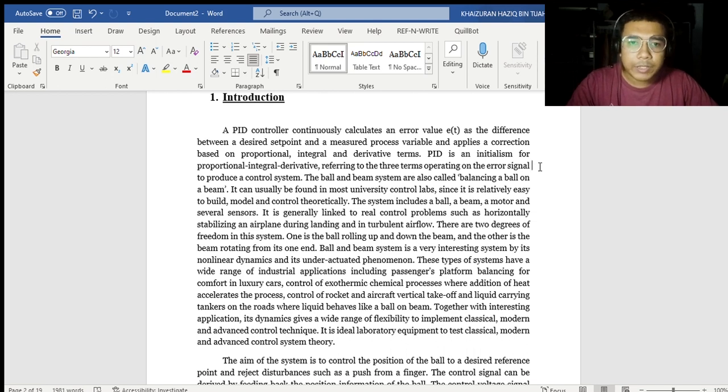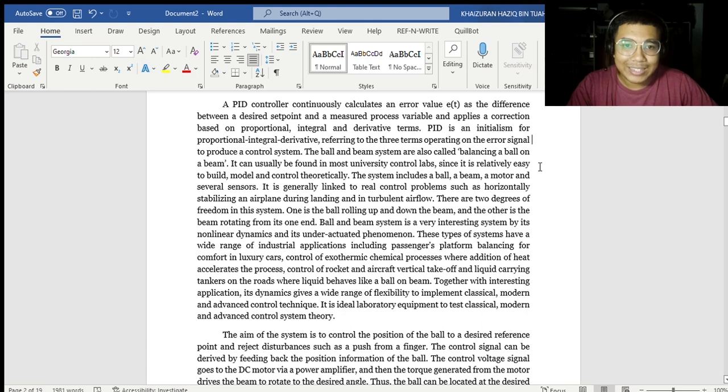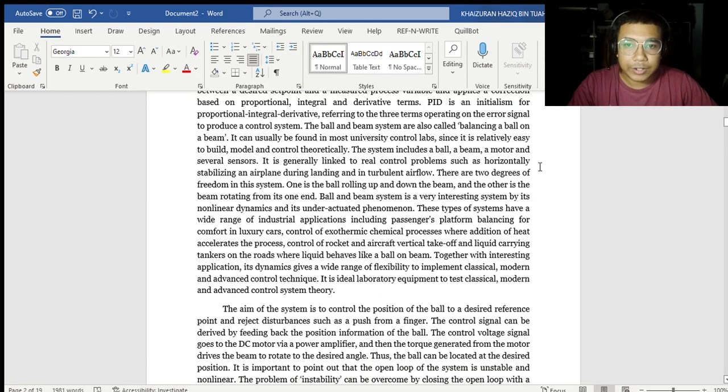The ball and beam system is also called balancing a ball on a beam. It can usually be found in most university control labs since it is relatively easy to build, model and control theoretically. The system includes a ball, a beam, a motor, and several sensors. It is generally linked to real control problems, such as horizontally stabilizing an airplane during landing in turbulent airflow.